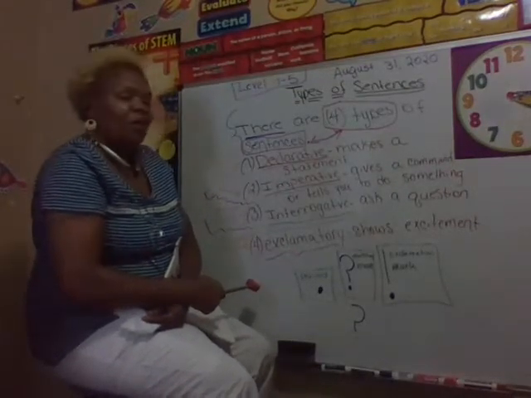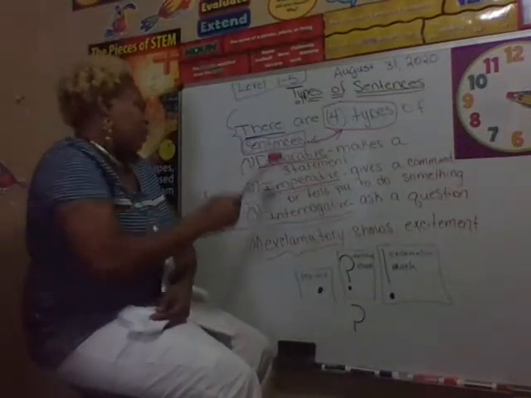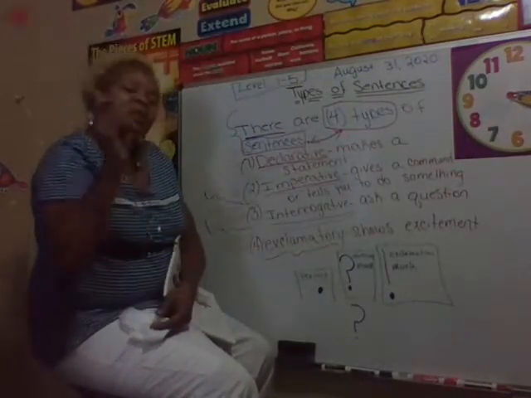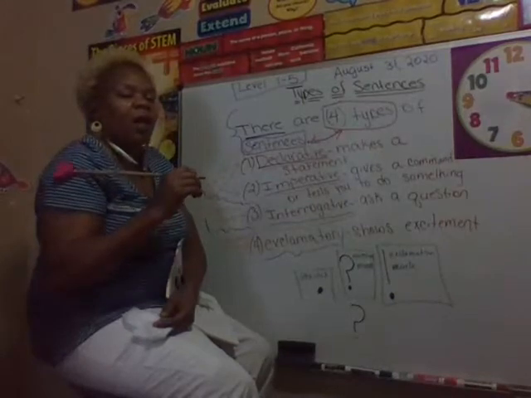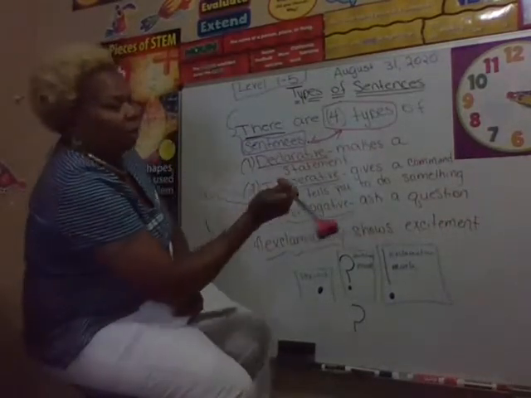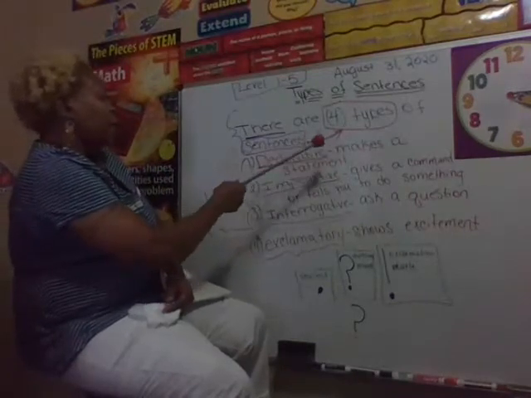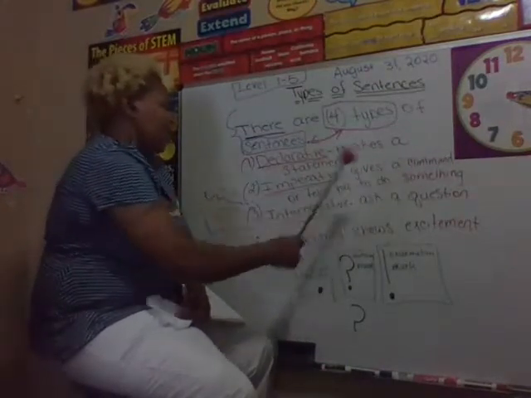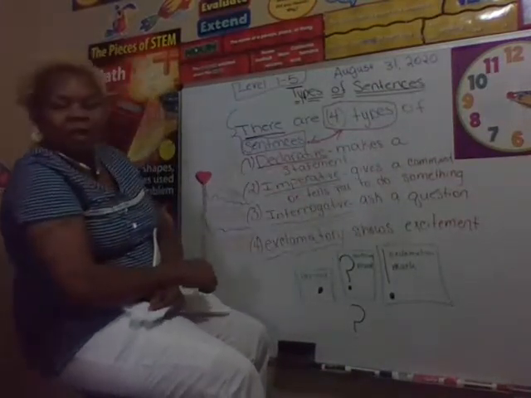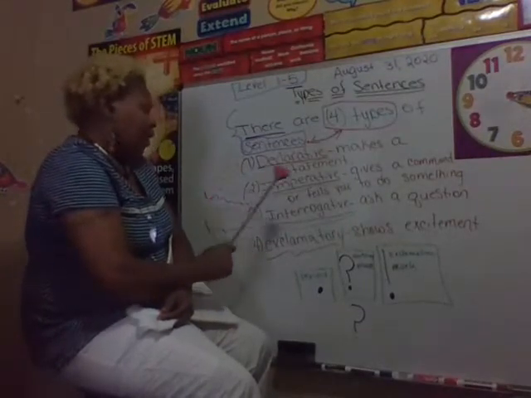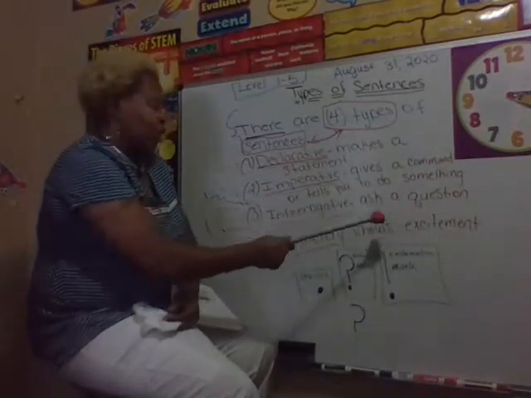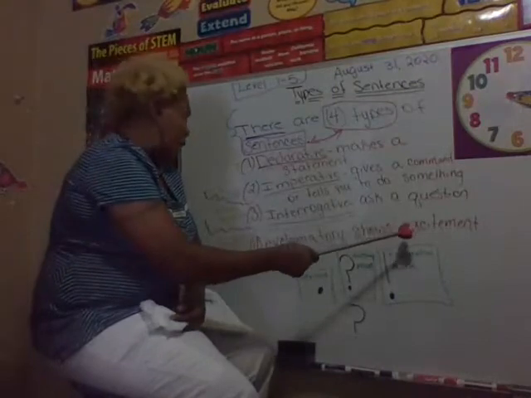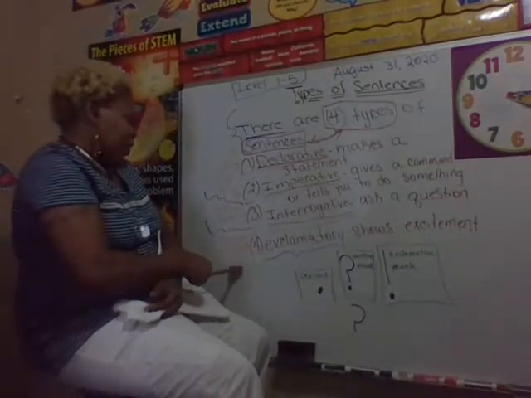Now, let's go over the 4 types of sentences. Let's name them, what each does, and the type of punctuation mark it gets at the end. Because I want to make sure that you actually get what I am talking about. Declarative makes a statement, ends with a period. Imperative gives a command or tells you to do something, ends with a period. Interrogative asks a question, ends with a question mark. Exclamatory shows excitement, ends with an exclamation mark.